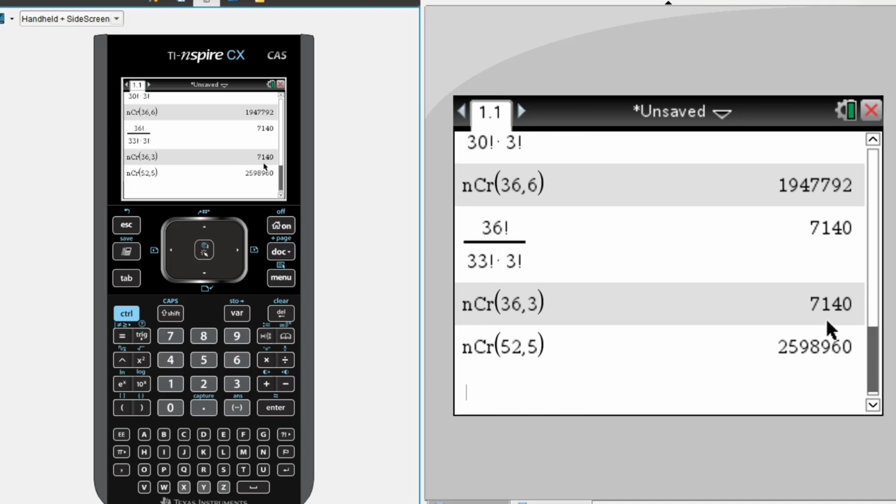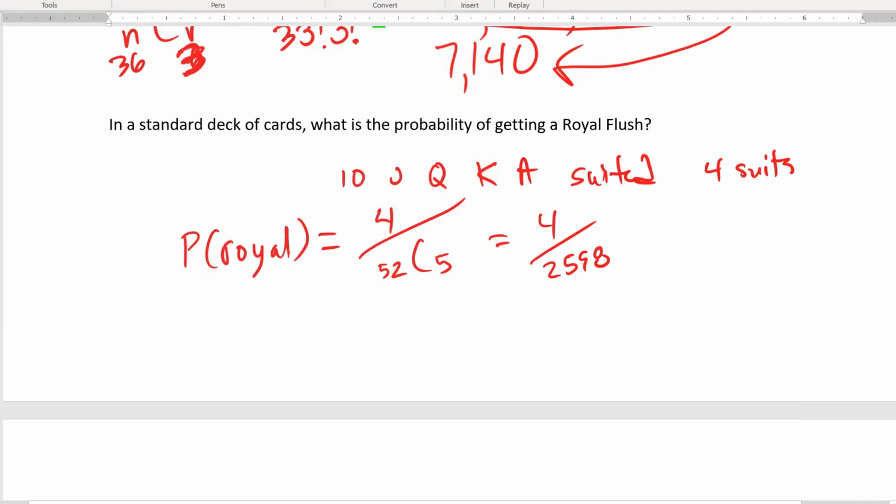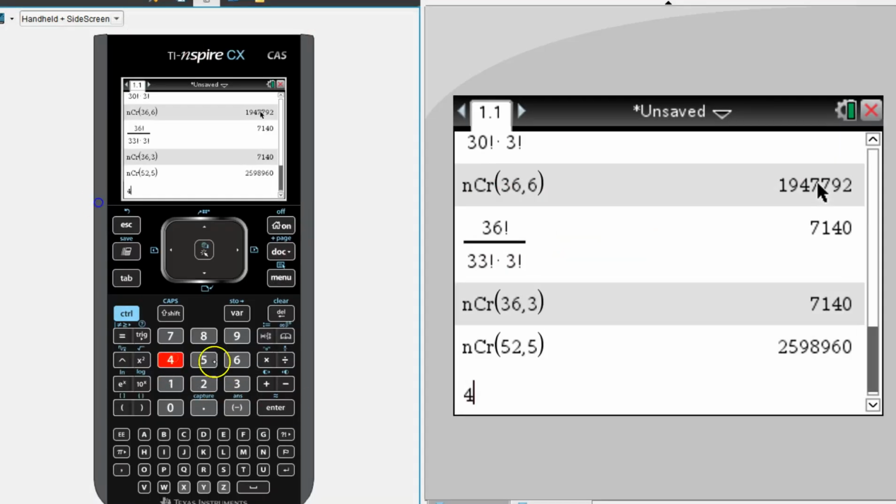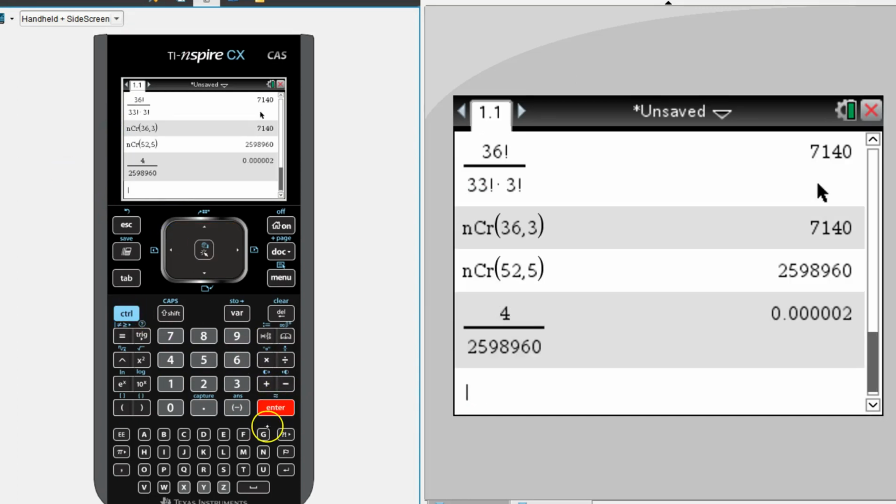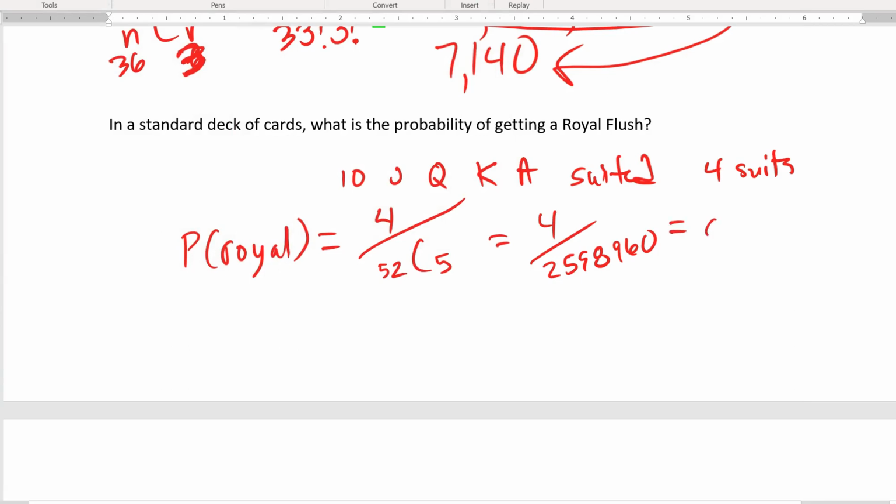960. And only 4 of them are royal flush. So 4 out of that. Very, very low. 3, 4, 5 zeros. Very low chance of getting a royal flush.